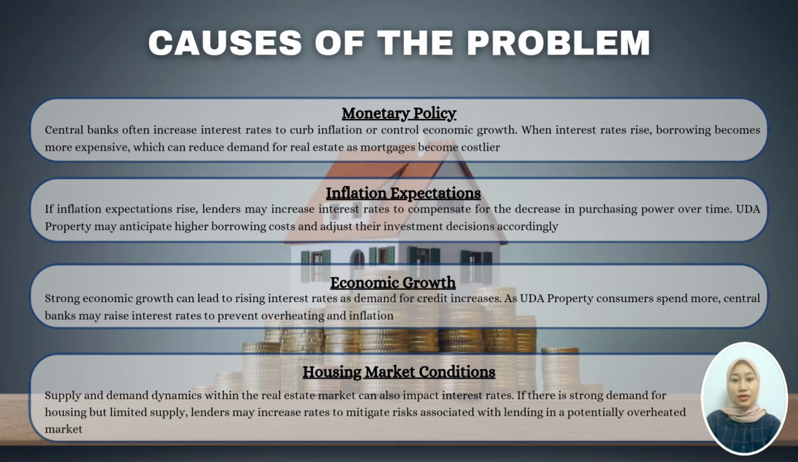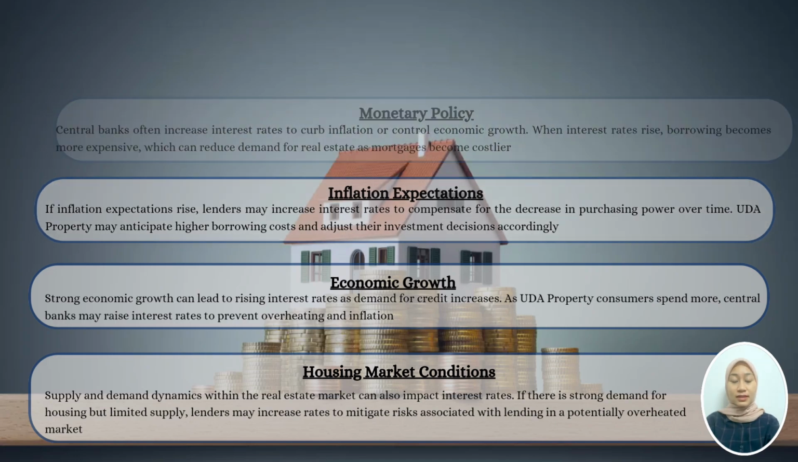The third one is economic growth. Strong economic growth can lead to rising interest rates as demand for credit increases. As UDA Property consumers spend more, central banks may raise interest rates to prevent overheating and also inflation. And the last one is housing market condition. Supply and demand dynamics within the real estate market can also impact interest rates. If there is strong demand for housing but limited supply, lenders may increase rates to mitigate the risk associated with lending in a potentially overheated market.